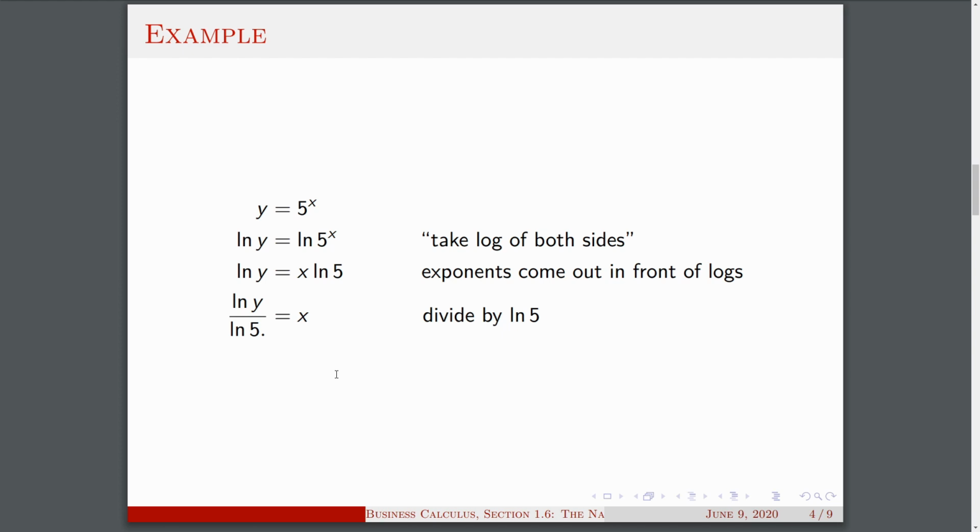So, for example, maybe we have y equals 5 to the x. This was our original problem. If we want to solve this for x, we'll basically always use this process, this technique. We will take log of both sides, or take ln of both sides, like this. We will just write ln next to both of these things.